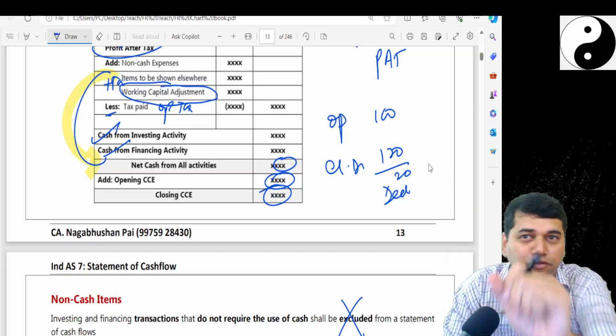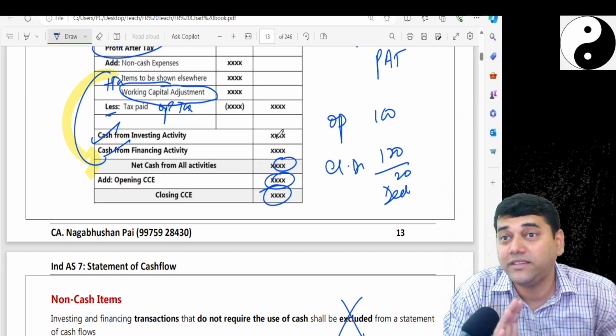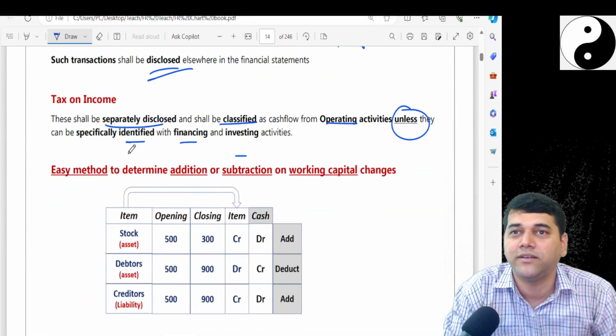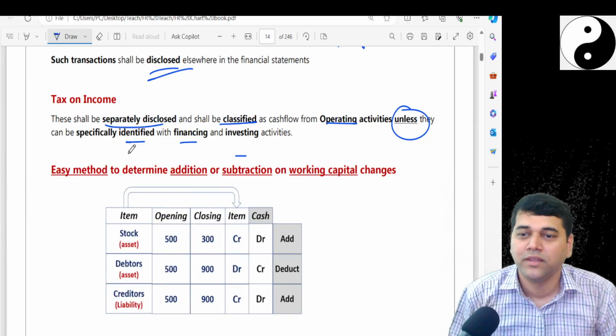That's why there is some confusion, no? I will tell you one easy method. Okay, I always go with the simple way. What is that? I'll go with the journal entry.